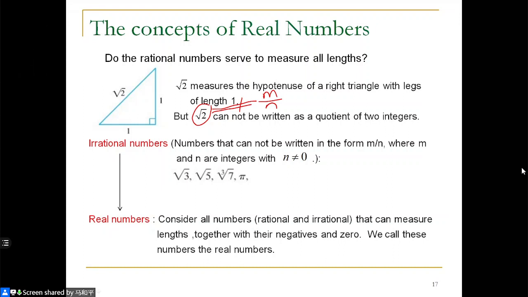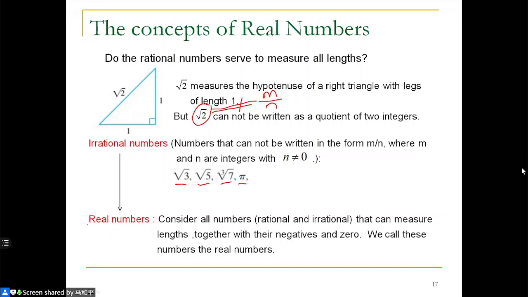So this is not a rational number, right? And here we have irrational numbers. This means numbers that cannot be written in the form m over n, where m and n are integers with n not zero. For example, the square root of 3, the square root of 5, the cube root of 7, and pi. These are irrational numbers, okay?